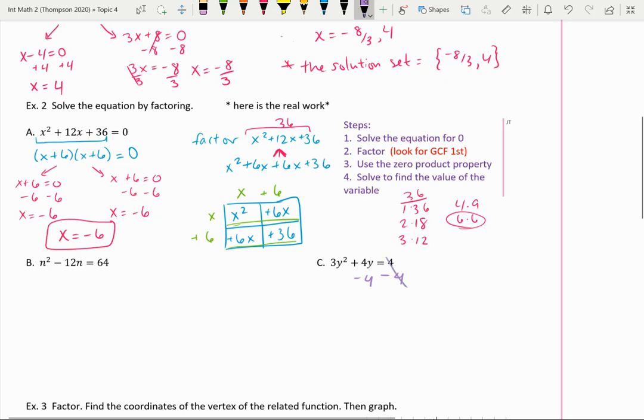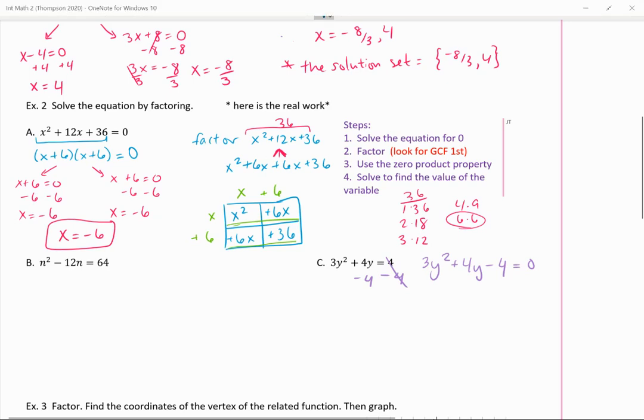When I do 4 minus 4, I get 0. When I subtract it from the left-hand side, I'm going to have 3y squared plus 4y, and this is not a like term, so I'm just going to tack it on at the end. Now it looks like problem A. So I solved the equation for 0. I did the first step.